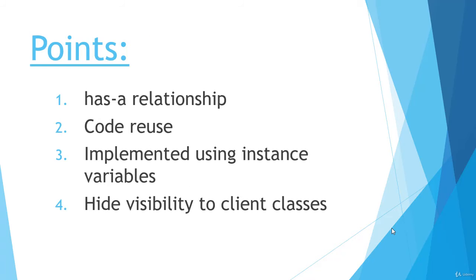Now these are some important points about the composition that you have to keep in your mind: composition must have a has-a relationship. We have code reuse, we can reuse our code in composition. Now the composition is implemented using the instance variables, and we hide the visibility from the client classes. These are the 4 important points in the composition, and we will discuss all these 4 points in our NetBeans when we create our code. Then you will understand how these 4 points are implemented in composition.